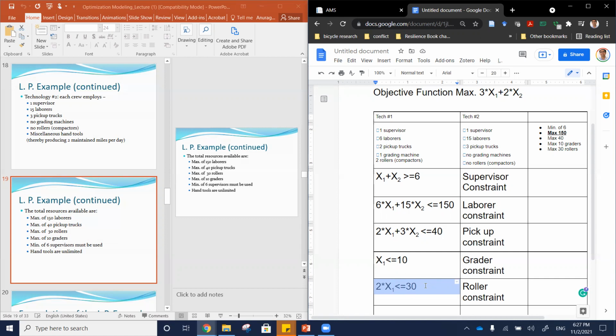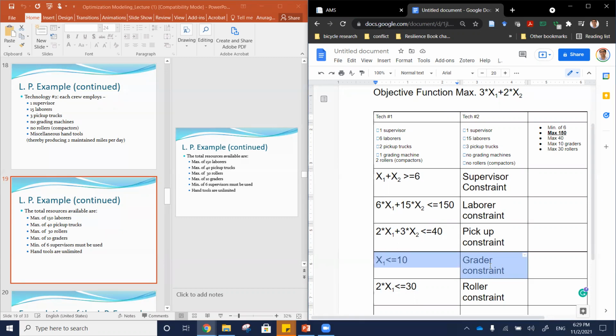Now the question for you is, if you look at all these constraints, one of these constraints actually does not matter. Which of these constraints doesn't matter? So the response that I got was the roller constraint doesn't matter, which is the correct response. Because if 2 times x1 is less than or equal to 30, then x1 is less than or equal to 15. But x1 already has to be less than or equal to 10 because of the grader constraint. So even if I include it or not include it, my answer, when I try to maximize my objective function, would not change.